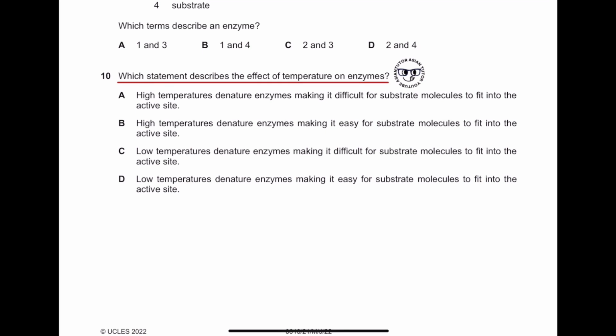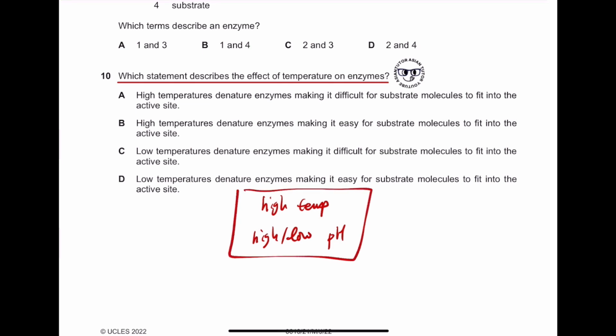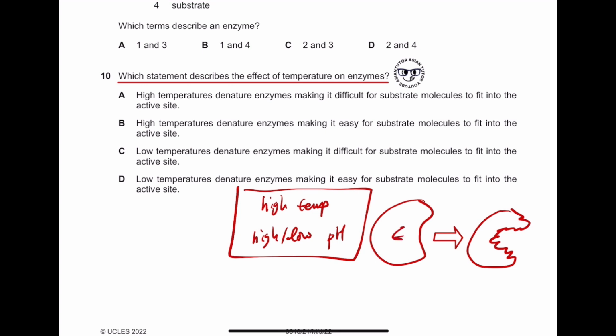So enzymes are proteins. They're sensitive to high temperature, and high or low pH as well. So if they're exposed to either of them, then they become denatured, which means they lose their natural structure. Okay? Enzymes turn like this. So high temperatures denature enzymes, yes. Making it difficult for substrate molecules to fit into the active site, yes.